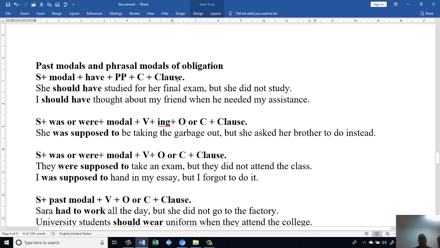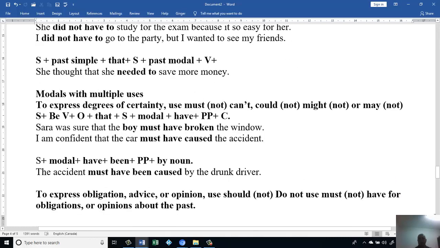Then we have the second part of the clause. She should have studied. If you look here, we have the modal, then we have to use the root of the verb have, then to make it happen in the past. She should have studied for her final exam, but she did not. Then we know the whole sentence happened in the past. Or you could say, I should have thought about my friends when he needed my assistance. Or sometimes make the modal in the past or the sentence to be in the past.